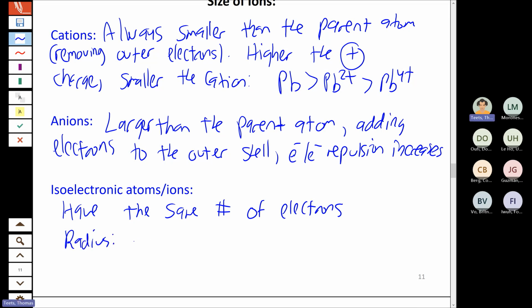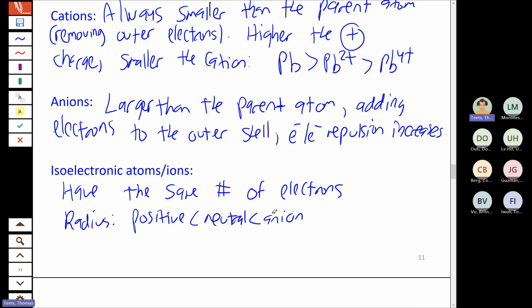So the radius for these: those that are cations are going to be smallest, neutral going to be biggest, in the middle, and then anions are going to be bigger than that. Let me write "is negative." That's more grammatically correct here.